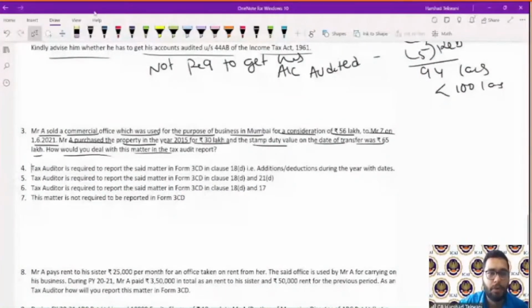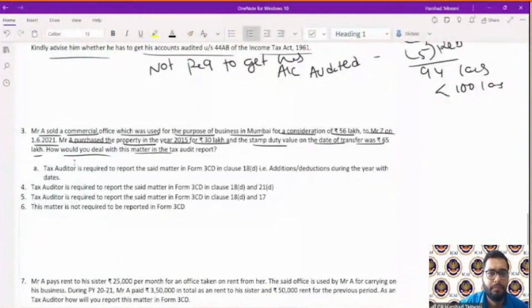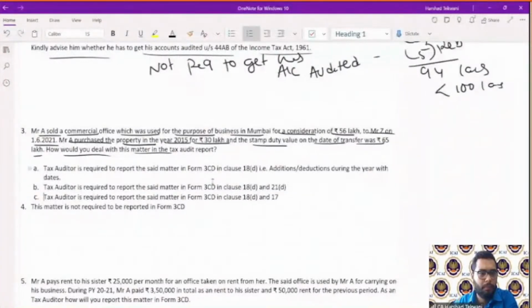Simple. Where will you report? In which clause will you report this particular matter? Come on, guys. Pretty simple, pretty easy.